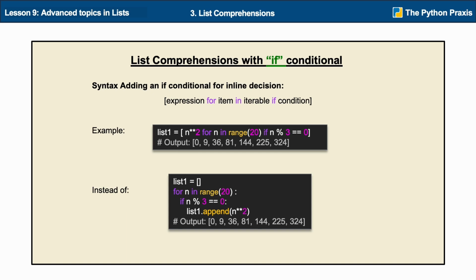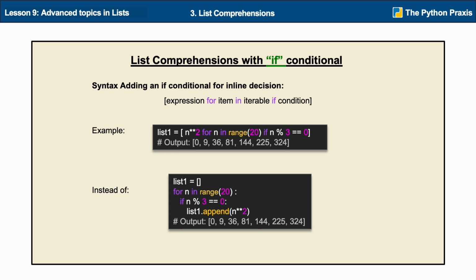The expression is the value to include in the list. The item is the variable name representing each element of the iterable. The iterable is something you can loop over, such as a list, a string, or a range. This means that the expression will be calculated and the value will be added to the list for all items in the iterable that fulfill the condition.